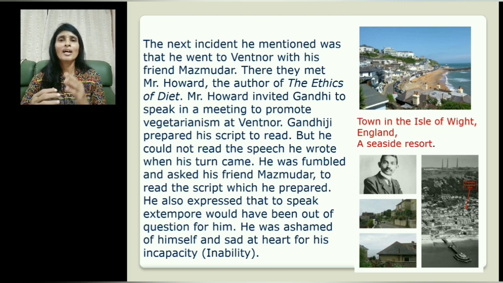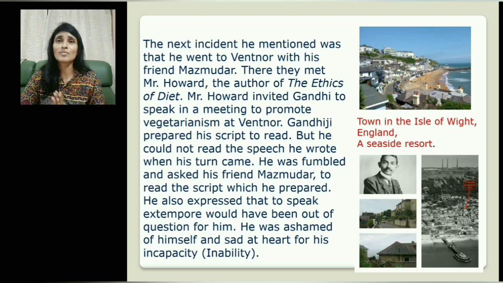Mr. Howard invited Gandhiji to speak in a meeting to promote vegetarianism at Ventnor. Gandhiji accepted it and prepared his script to read in that meeting. But he could not read the speech. He had written and prepared it, but because of his shyness, when his turn came to speak he fumbled and asked his friend Mazumdar to read the script he had prepared. He also expressed that to speak extempore would have been out of the question for him in his life.